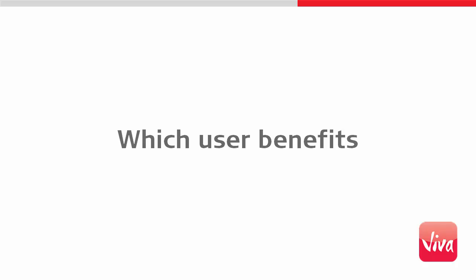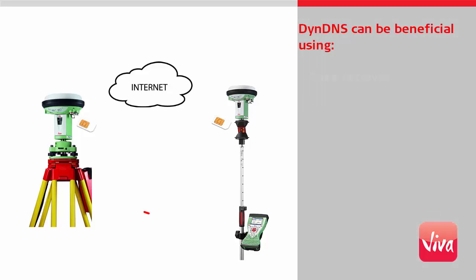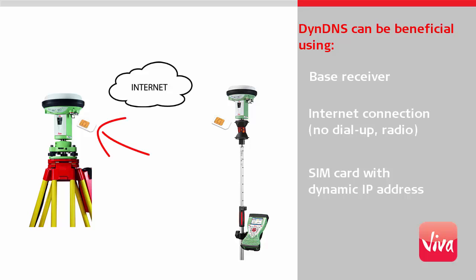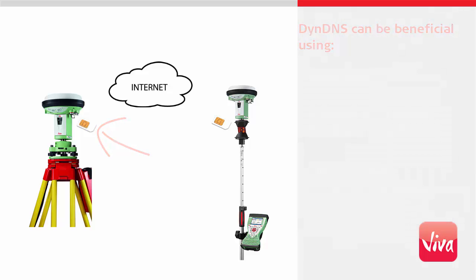This feature is beneficial if you use the following setup for GNSS real-time measurements. You have set up a base receiver. You are transmitting correction data to your Rover via an internet connection, not using a dial-up or radio connection. You are using or want to use a SIM card on the base that uses a dynamic IP address.